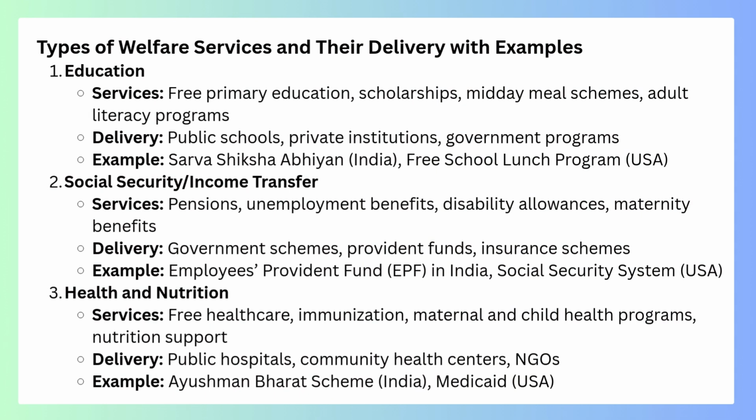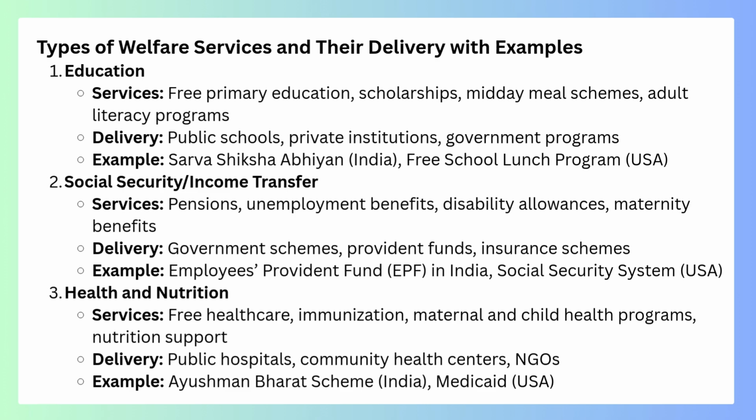Education. Services: free primary education, scholarships, midday meal schemes, adult literacy programs. Delivery: public schools, private institutions, government programs. Example: Sarva Shiksha Abhiyan, India; free school lunch program, USA. Social security/income transfer. Services: pensions, unemployment benefits, disability allowances, maternity benefits. Delivery: government schemes, provident funds, insurance schemes. Example: Employees Provident Fund, EPF, in India; Social Security System, USA.